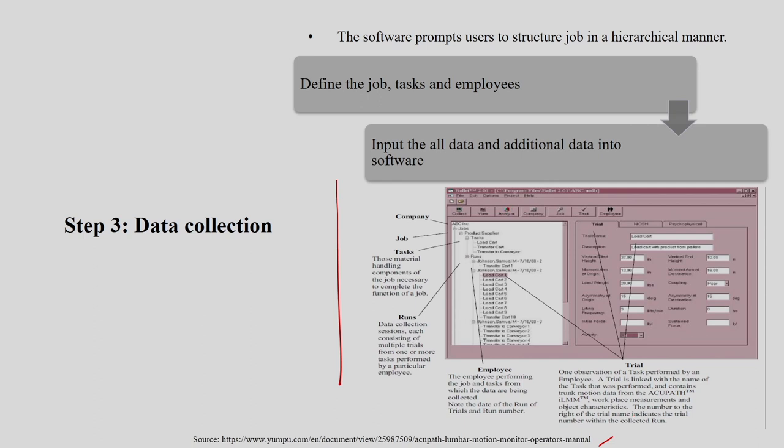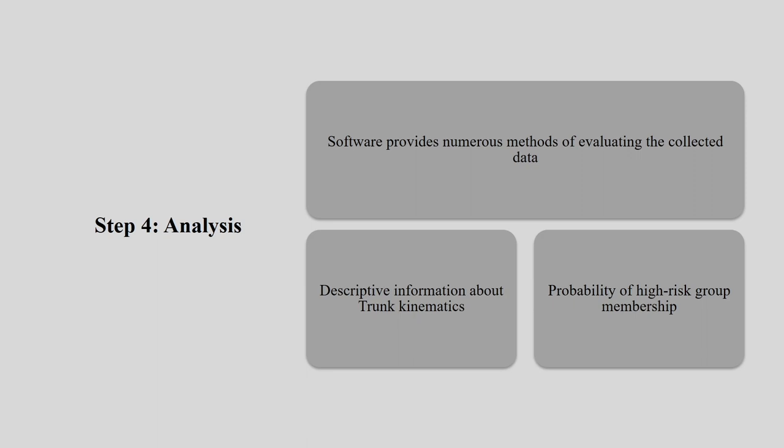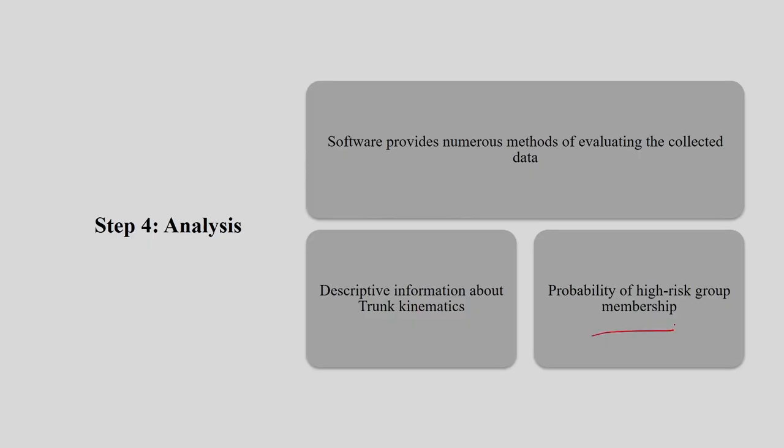The software prompts users to structure the job in a hierarchical manner. You define the job, task and employees, and input all the data and additional data into the software. You give all this information in these places, and you will get the results once you start the data collection. The software analysis will have two major components. One is the descriptive information about the trunk kinematics. The other is the probability of high risk group membership. You have a group of people from whom you are going to collect data, and it is going to give you this information. These are two major chunks, and there will be many subdivisions.